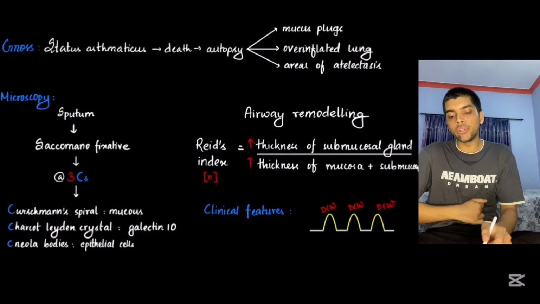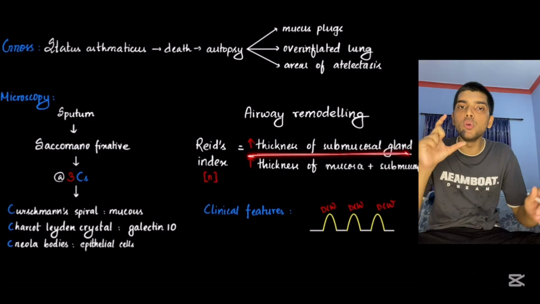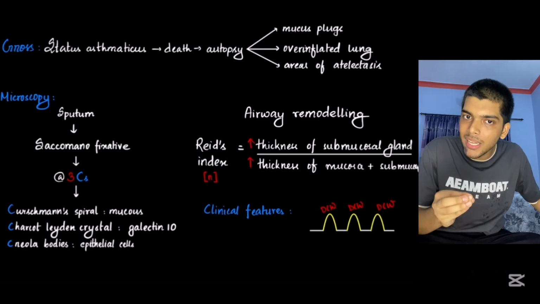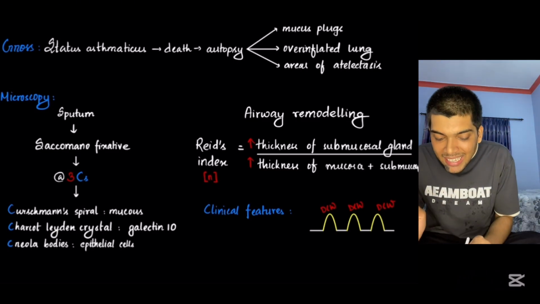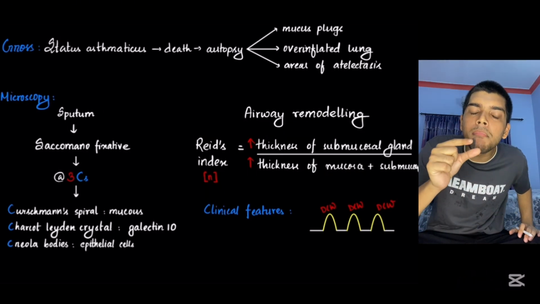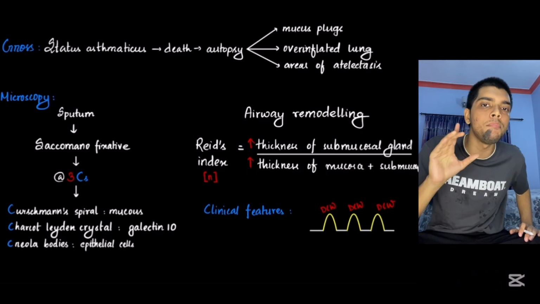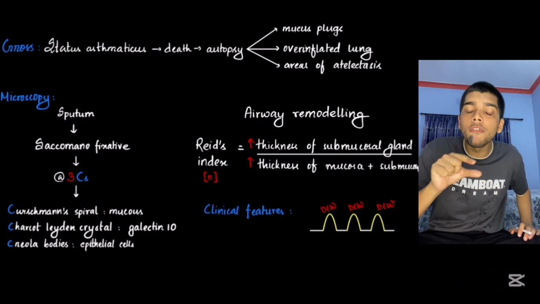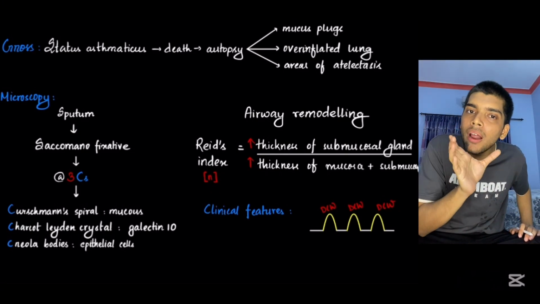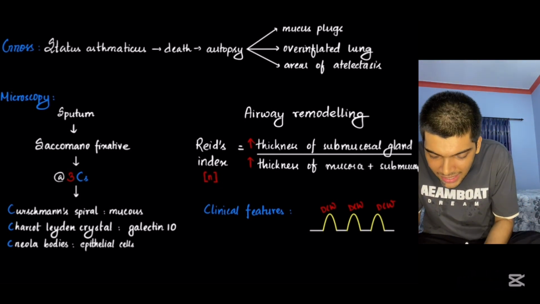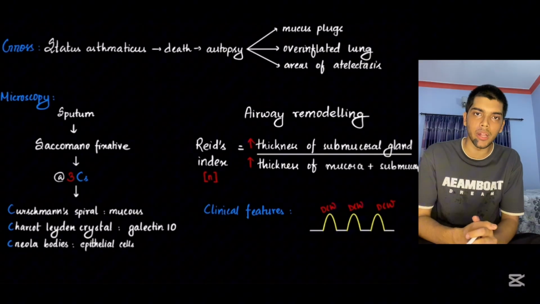How? There is increase in the thickness of submucosal gland due to hyperplasia and hypertrophy of submucosal glands. There is increase in the thickness of mucosa due to thickening of the basement membrane of lining epithelium, as well as hypertrophy of the muscular layer of bronchi. So that is how there is increase in thickness of mucosa as well.